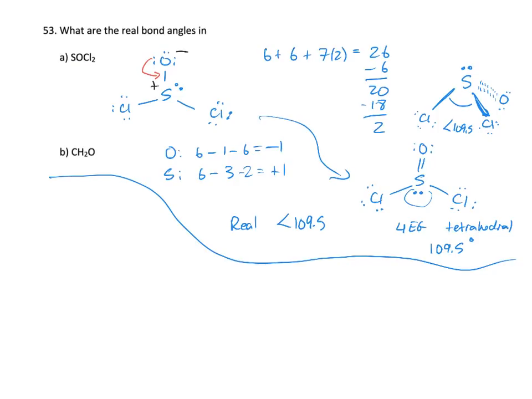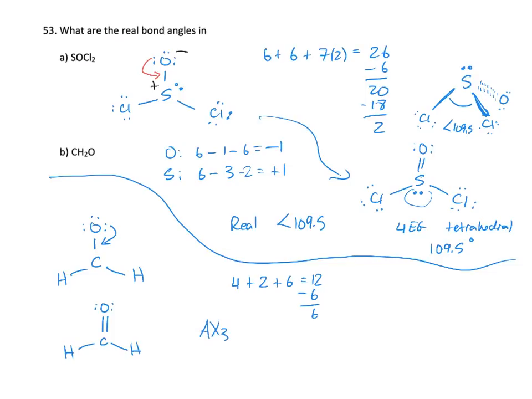Second part wants CH2O, which is formaldehyde. We get carbon, oxygen, hydrogen, hydrogen. Add up your electrons. You have 4 for the carbon, plus 2 for the 2 hydrogens, plus 6 for the oxygen is 12, minus 6 for the 3 bonds is 6. We fill up the octets of the oxygen. We take 1 electron pair down so that carbon can have a full octet in the middle. And that gives us carbon, oxygen, hydrogen, hydrogen. This is AX3.